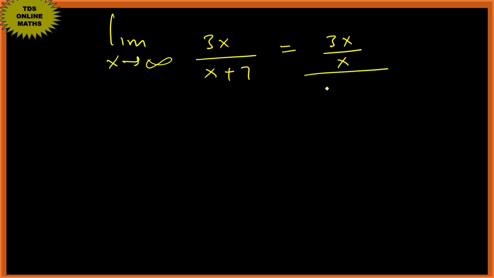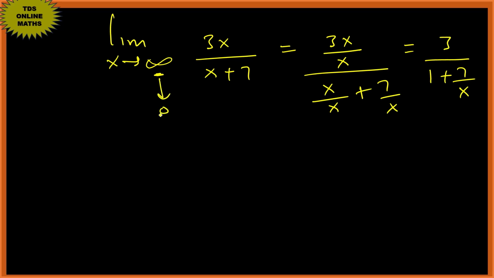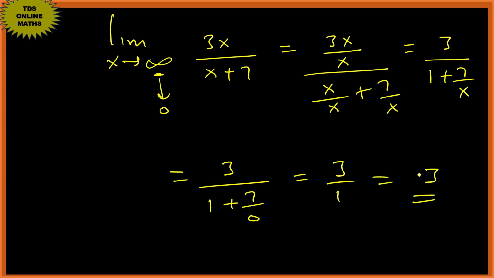3x over x, x over x plus 7 on x. Okay, so this one will cancel. So we have 3 on 1 plus 7 on x. So to infinity, this one will tend to 0. So I'll plug in 0, 3 on 1 plus 7 on 0, the same as 3 on 1, which is 3.